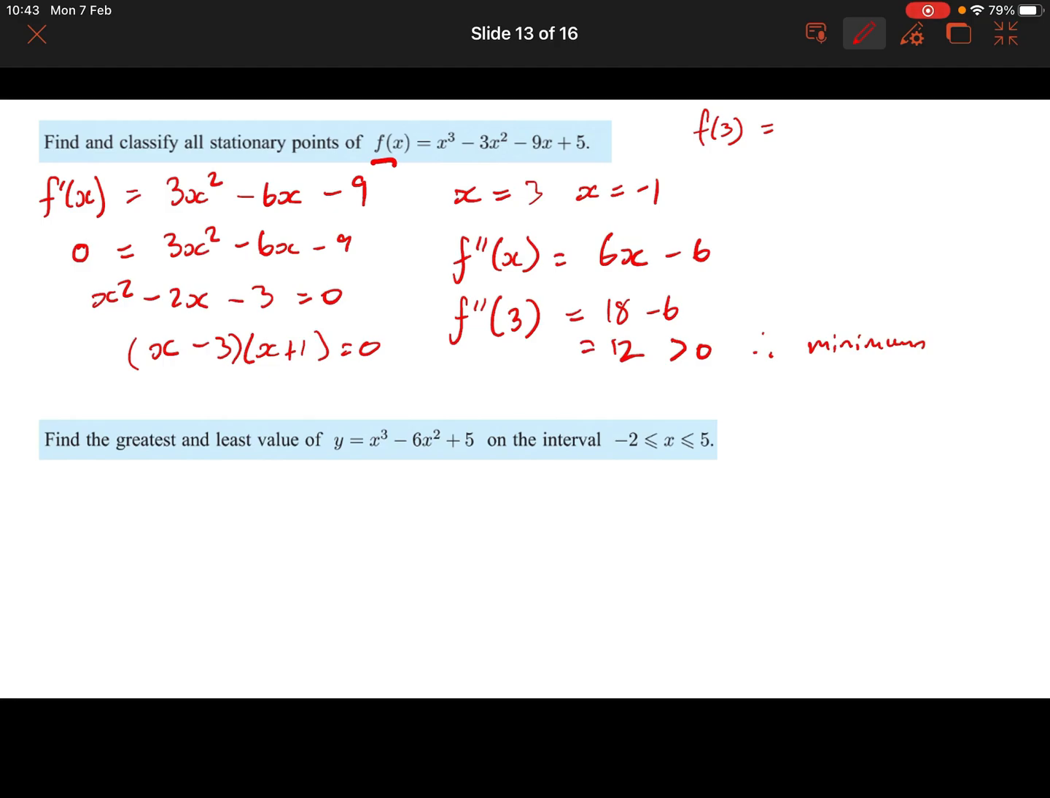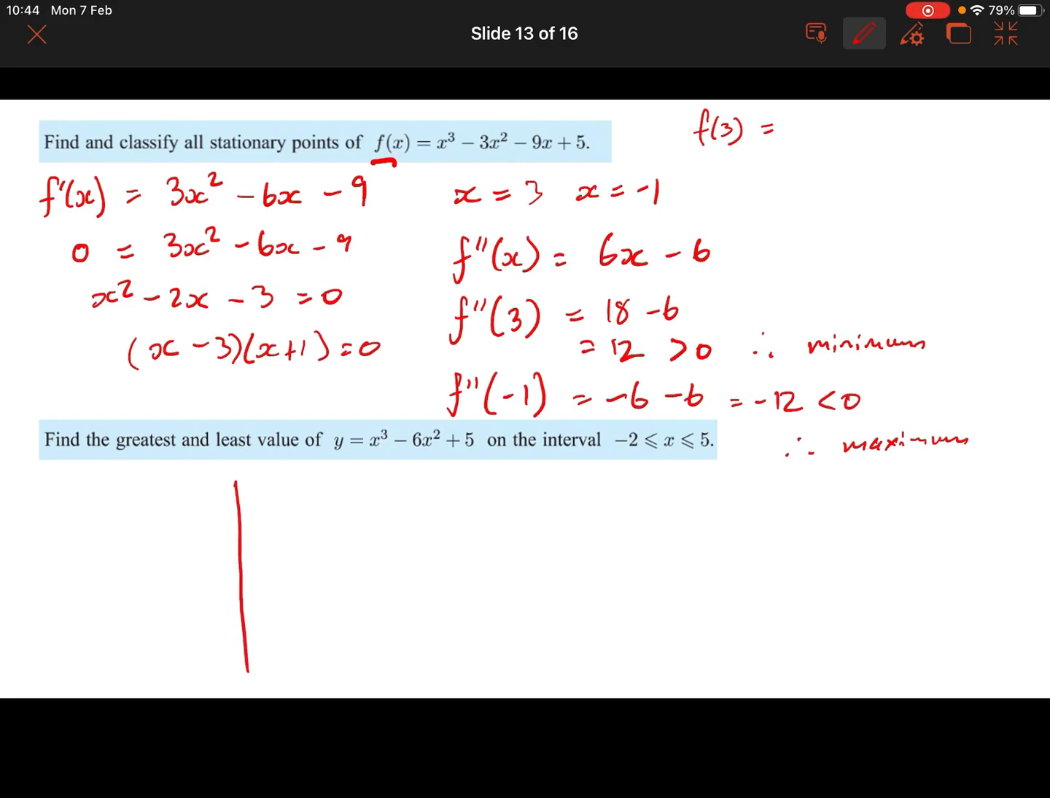So I've got a minimum at x equals 3. And I can do the same for f double prime of negative 1. Subbing that into the second derivative, I get negative 6 minus 6, which equals negative 12, which is less than 0. Therefore, this is a maximum. So I've got two stationary points.